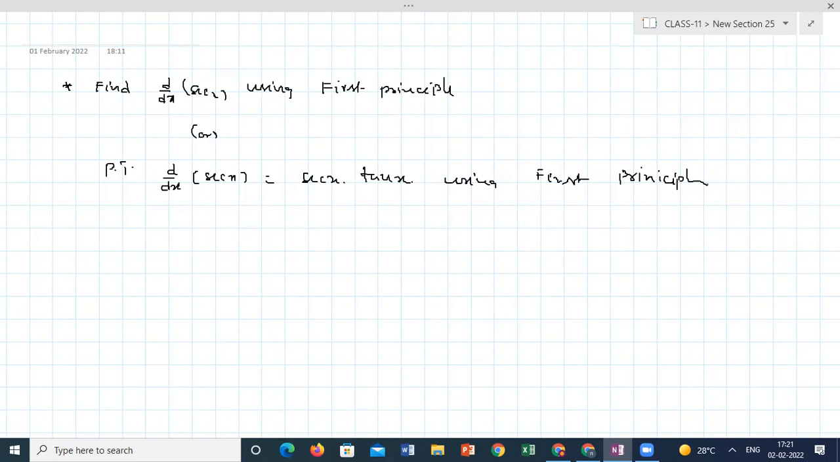These standard derivations are not available in the textbook. They gave them for you only for a few questions. Secant x is not there, it seems, in the textbook. Please practice and try to understand how to do it.